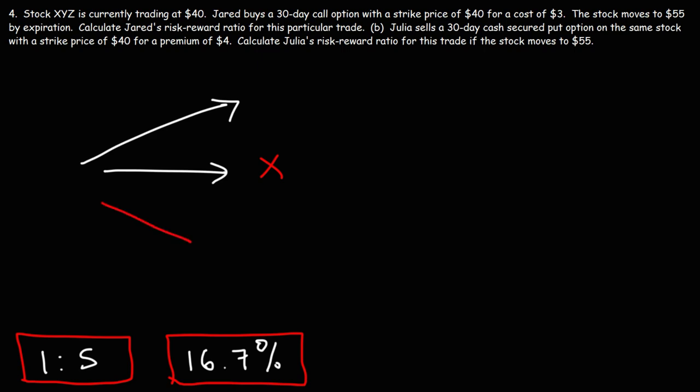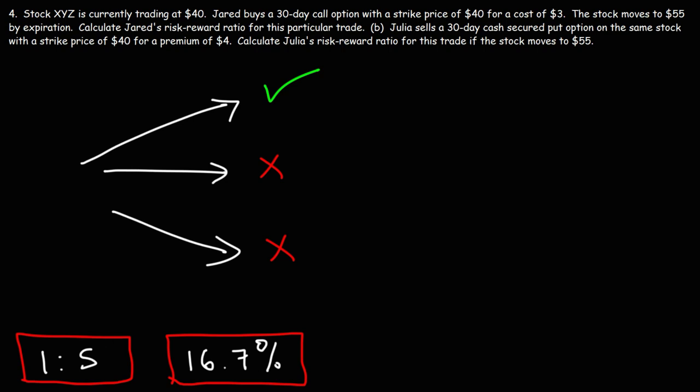If it goes down, he also loses. Now, he could lose if it goes up too slowly. If it goes up but doesn't go up fast enough in the 30-day time period, he can still lose. The only way he's going to win is if he's right about the direction and also about the timing. Thus, the probability of being successful when buying options is relatively low. But nevertheless, there is a high potential reward to offset the low win rate.